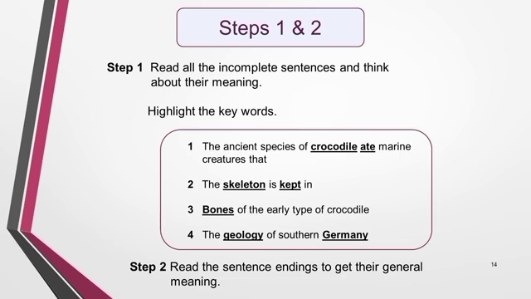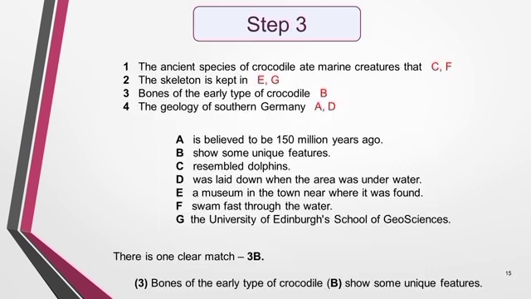Next, I read the sentence endings to get their general meaning. I now start looking for possible matches and note them beside the incomplete sentences. You can see how I've done this in the slide. I've found two potentially correct matches for 3 out of the 4 sentence beginnings, and one clear match, which is 3B, which is bones of the early type of crocodile show some unique features.